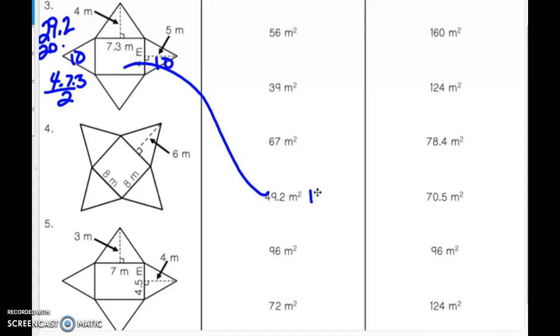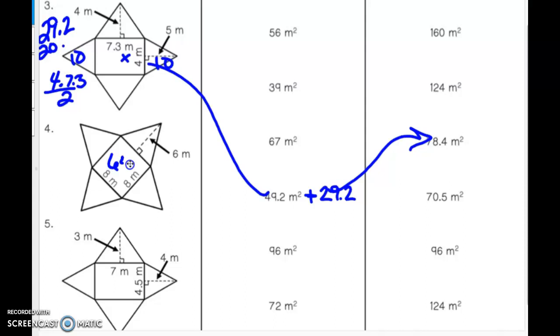And then I'm going to add the base to it. And the base is 7.3 times 4. So the 7.3 times 4, let me do it on my calculator, 29.2. So if we add those together, we go up to 78.4, okay?